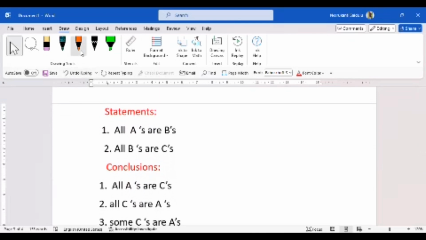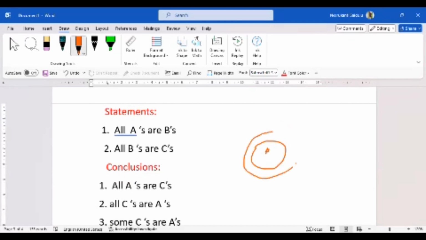One more example, to understand the concept. Please pay attention, listen carefully. What is the statement? All A's are B's. This one is A. Okay. This one is B.